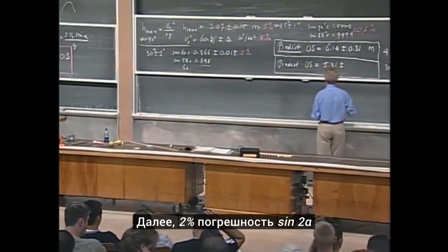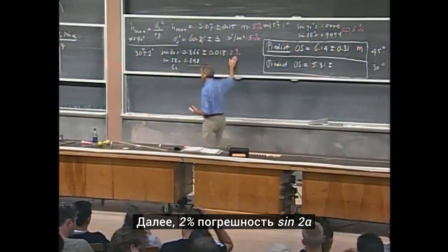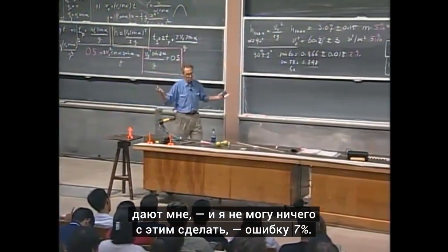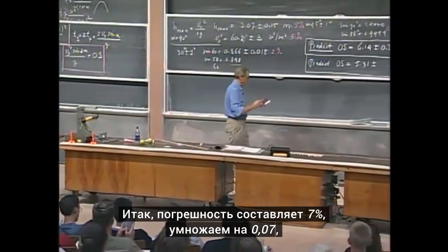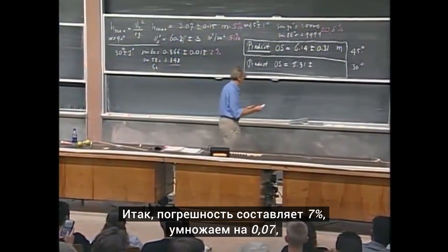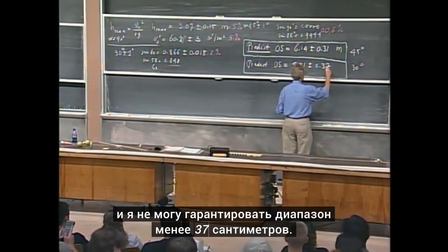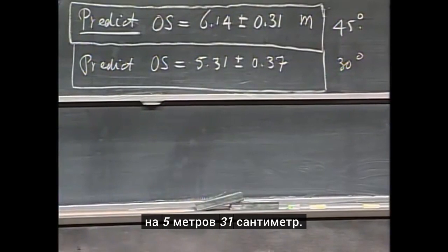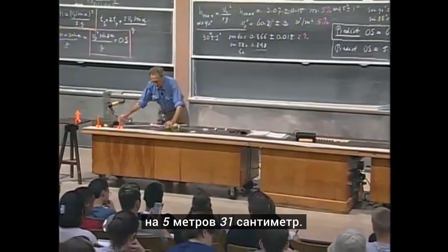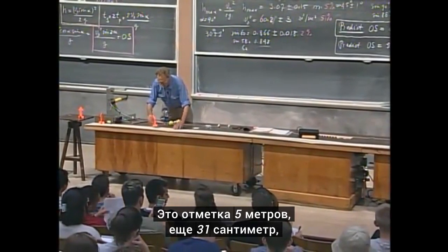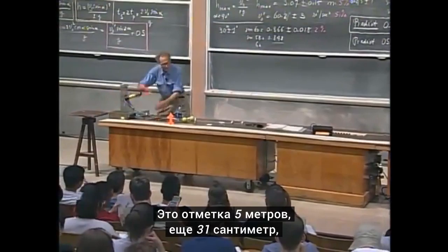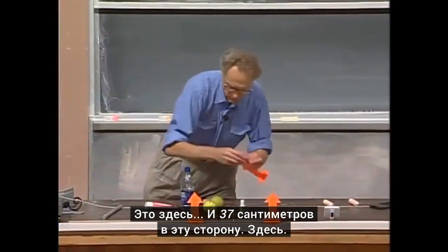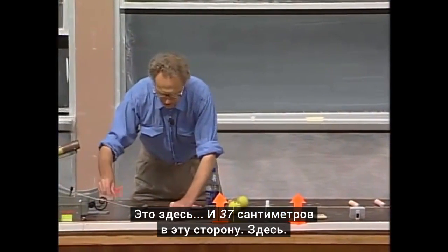plus or minus. Now, 2% error in the sine of 2 alpha, 5% error in V0 squared. That gives me a 7% error. So I have a 7% uncertainty, multiplied by 0.07. So I cannot trust this any better than 37 centimeters. And so now I'm going to put the markers out at 5 meters and 31 centimeters. This is the 5 meter mark, 31 centimeters. And I allow for 37 centimeters on either side. It's here, and 37 centimeters on this side, that is here.